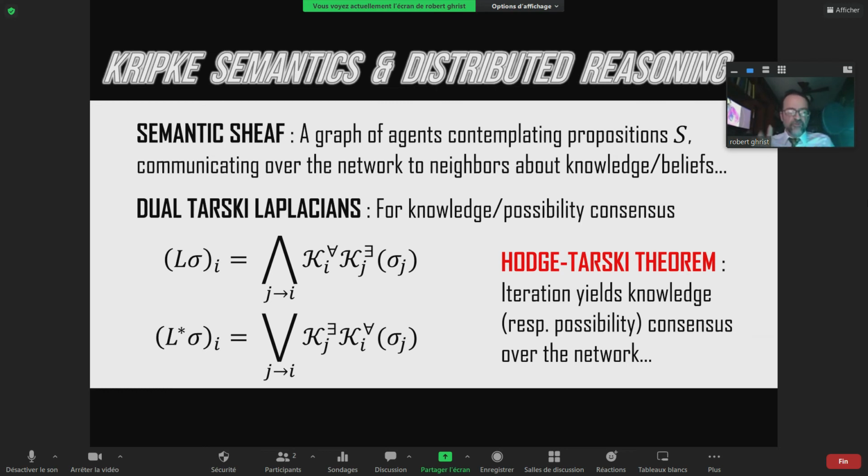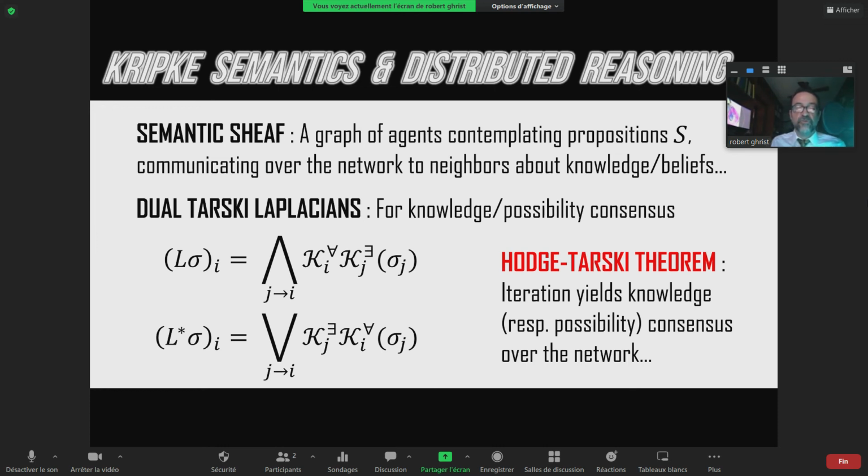If you use these two different Laplacians, then what the Hodge-Tarski theorem tells you is, if you talk to your neighbors and you say to your neighbor, well, you know, I think this is true. And then they tell you, oh, well, I think that this is true. And I know that these people think that this is true. You iterate this over and over, then you get these kinds of logical chains where he knows that she thinks that this is true. And by doing that iteratively, the Hodge-Tarski theorem tells you that this will converge to a global section where everyone comes to consensus in terms of what everybody knows to be true and what everybody thinks may be true.